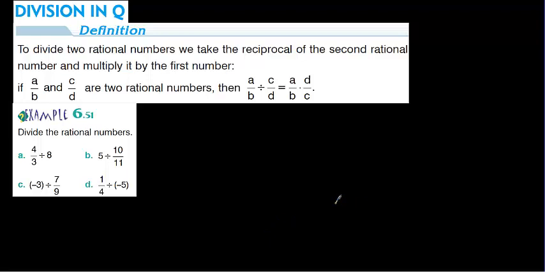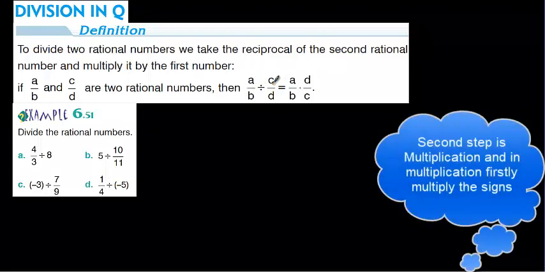Division and multiplication, they are similar, but there is only one rule, and then everything goes the same. The rule is written here. When you divide a over b by c over d, you are going to replace the numerator and denominator of the second term, which is the divisor. Then you are going to multiply the terms.